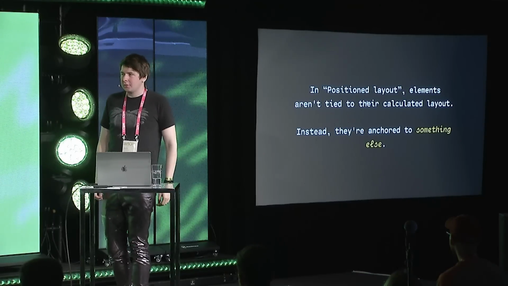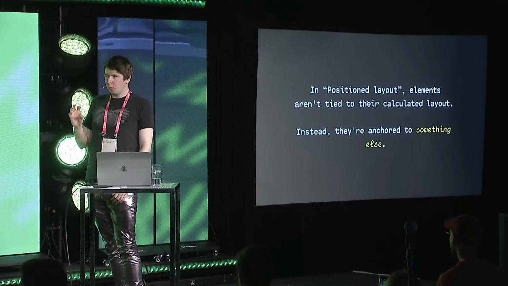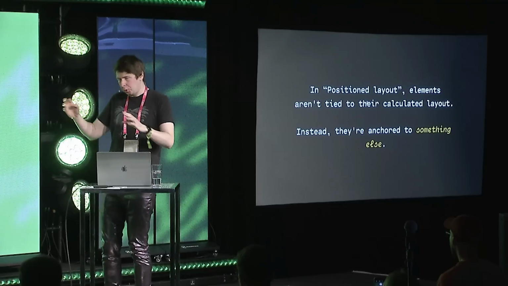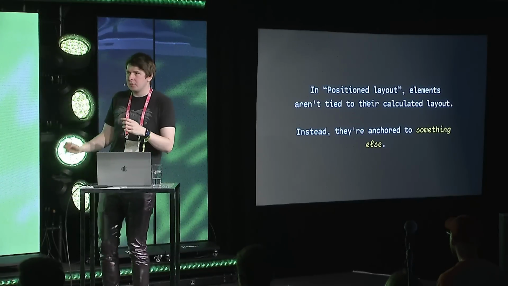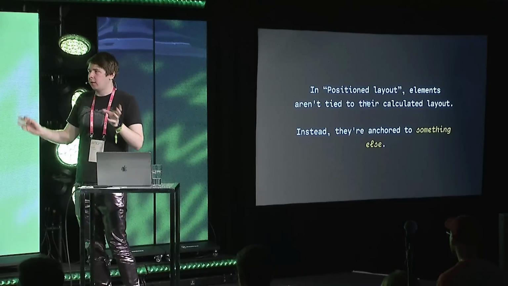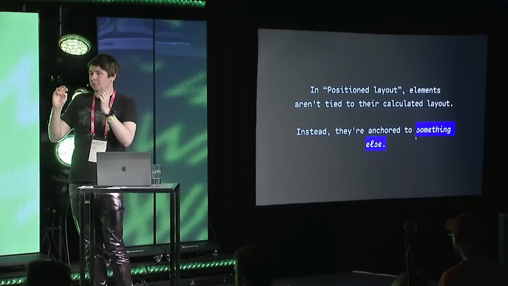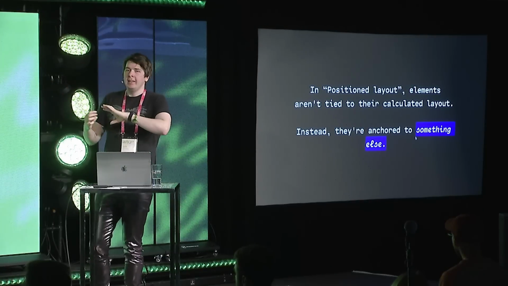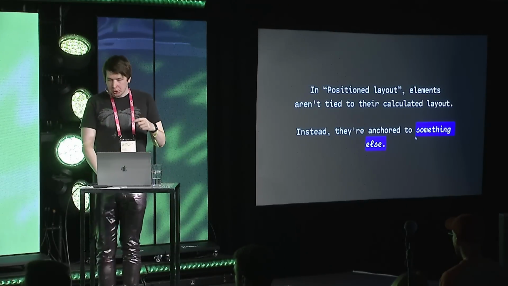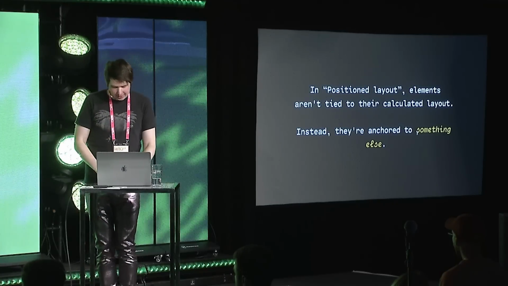So positioned layout is a little bit hard to explain because it's not really one thing in the way that flow layout is the word processing algorithm and Flexbox is the distribute things in one dimension algorithm. In positioned layout, we're going to take the elements that would ordinarily be positioned according to one of the other layout modes, and then we're going to anchor it to something else. And the something else depends on the sub-layout mode that we're talking about. So in positioned layout, you can have position relative, you can have position absolute. And what that property does is change what the something else is in this sentence.